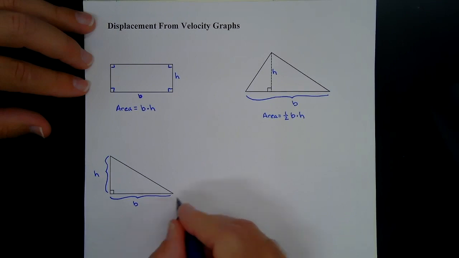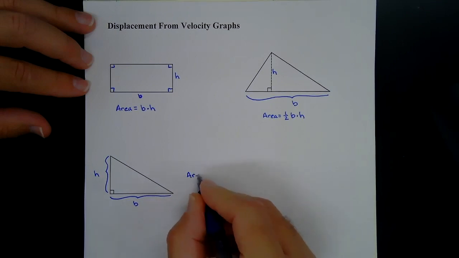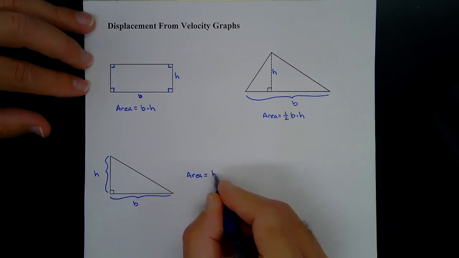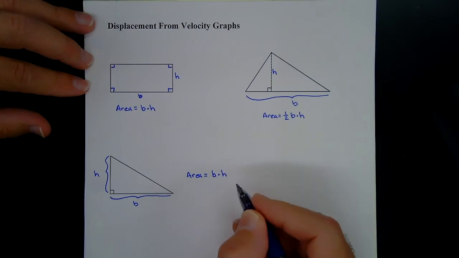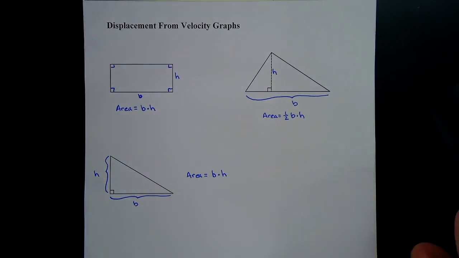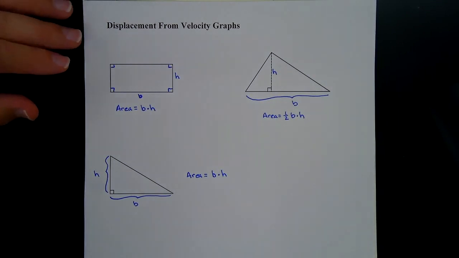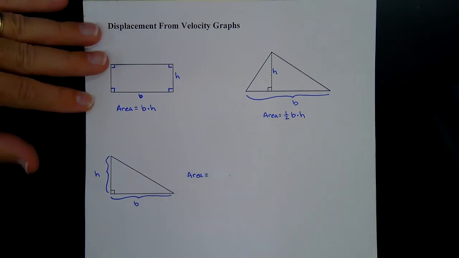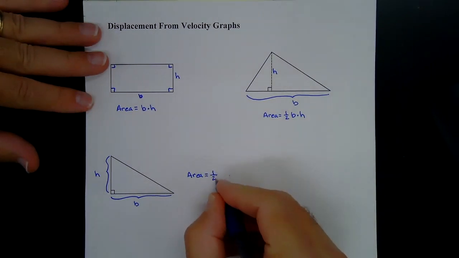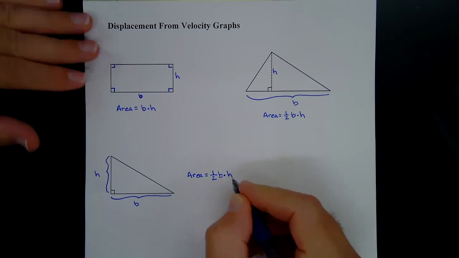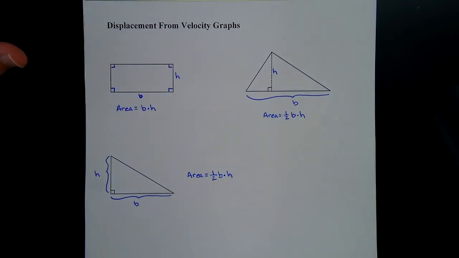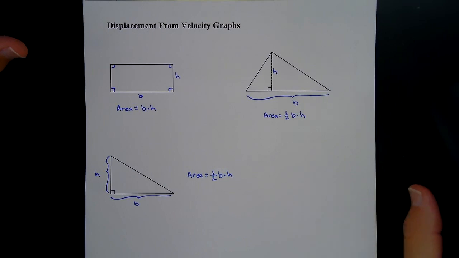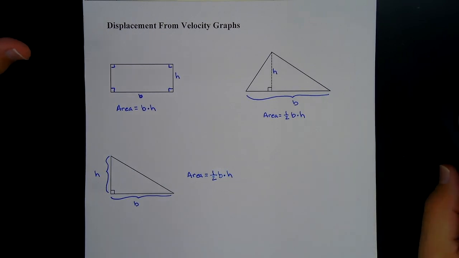So for this one, the area is equal to the base times the height. Whoa, I'm sorry, not base times height, it's 1/2 base times height. So 1/2 base times height, because the area of a triangle is always 1/2 base times height. All right, so that's the review on finding the area of these shapes, and let's talk about some other things next.